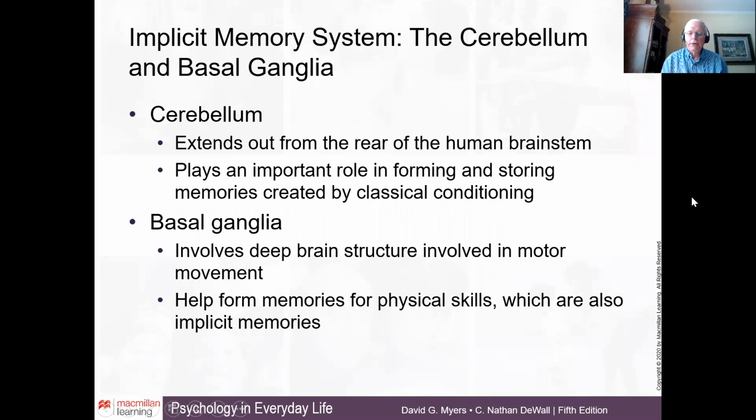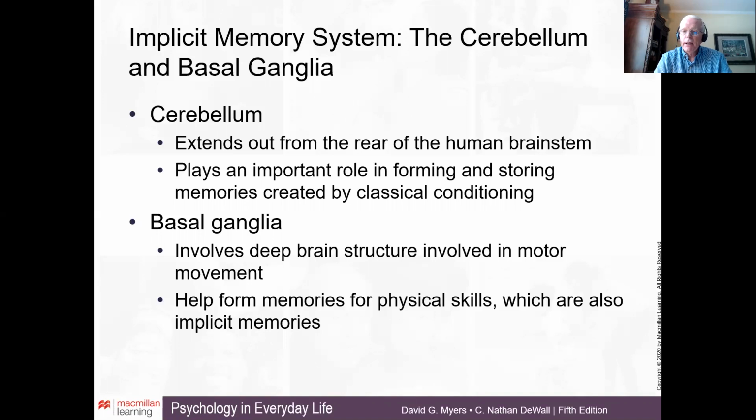Implicit memories, memories that occur on an unconscious track in our brain, involve different structures in the processing and storage of implicit memories. These structures include the cerebellum, which, if you recall, is at the base of your brain about the size of a baseball, and it's important with balance, but it's also important in the processing and storage of memories of classically conditioned experiences.